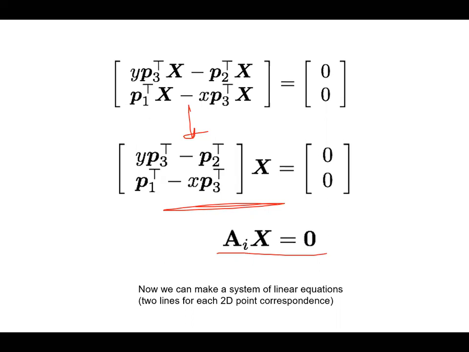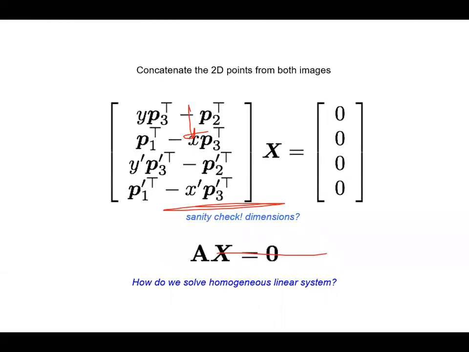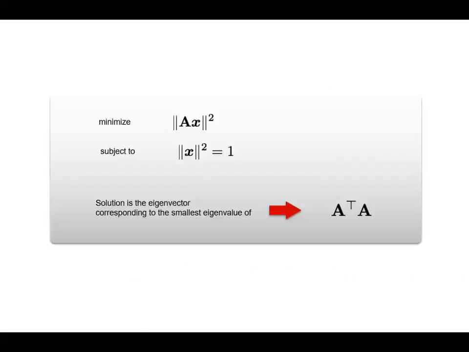So now we can make a system of linear equations, 2 lines for each of these 2D point correspondences. How do you solve this homogeneous linear system? SVD. Yes? Here is more linear algebra than the linear algebra course itself, but here's the application. Now we see how we can apply all of these things with the singular value decomposition. And as we mentioned earlier, singular value decomposition minimizes this, given that it is the eigenvector corresponding to the smallest eigenvalue of this particular matrix.